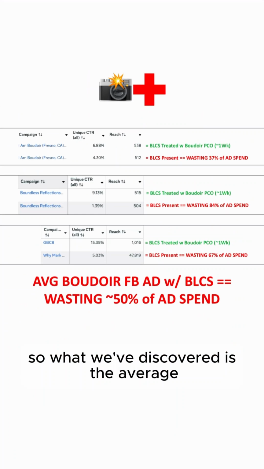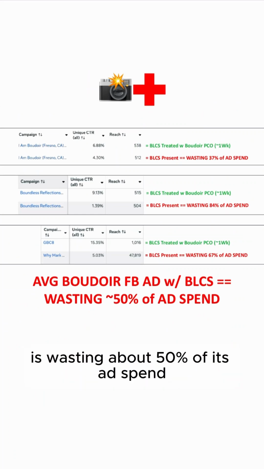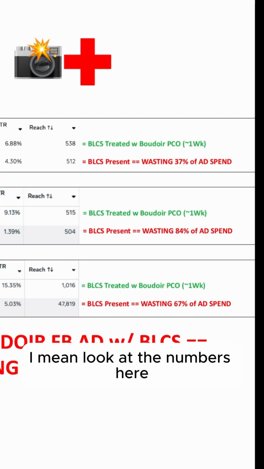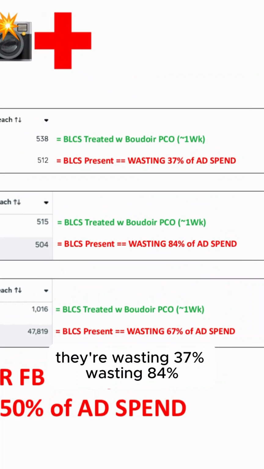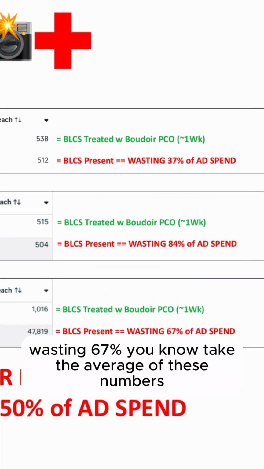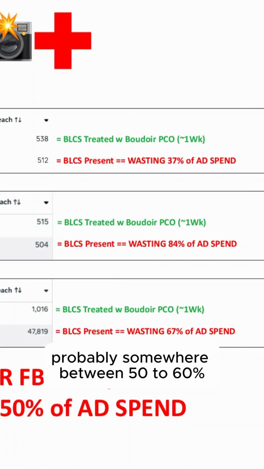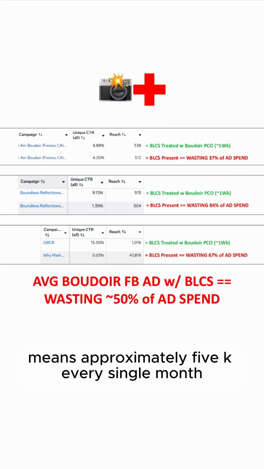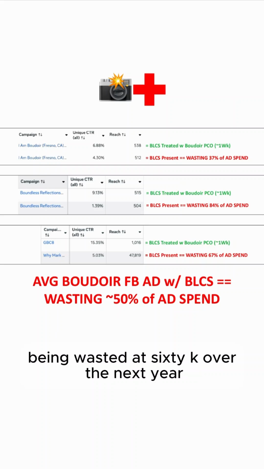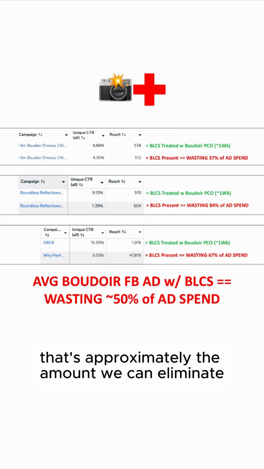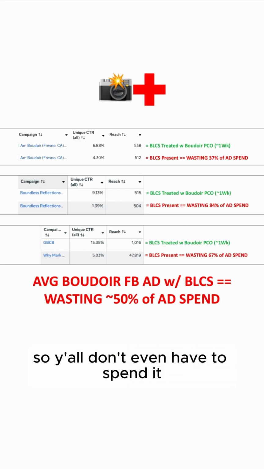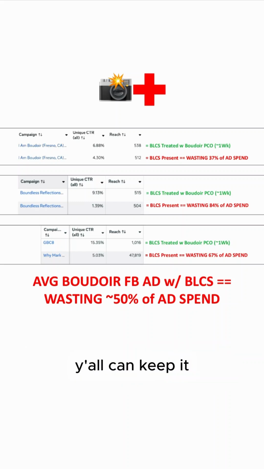So what we've discovered is the average boudoir Facebook ad with BLCS is wasting about 50% of its ad spend. I mean, look at the numbers here. 30, wasting 37%, wasting 84%, wasting 67%. Take the average of these numbers, probably somewhere between 50 to 60%. So if they're spending 10 grand a month on boudoir Facebook ads, this means approximately 5K every single month's being wasted. That's 60K over the next year. That's approximately the amount we can eliminate being wasted, put back in y'all's pockets, so y'all don't even have to spend it. Y'all can keep it.